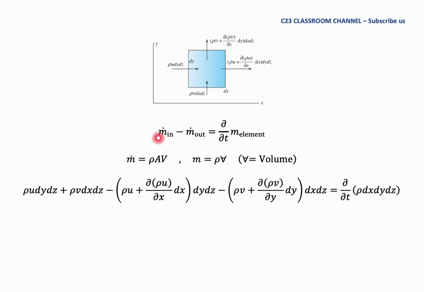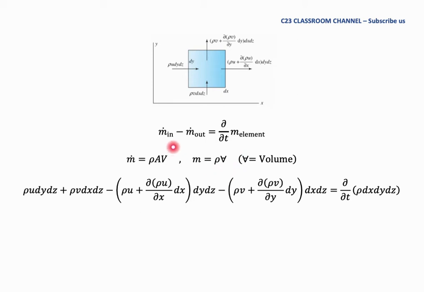We could calculate the value of m dot, the mass flow rate, by using this equation, rho A V, where rho is the density of the fluid, A is the cross-section of the inlet or outlet, and V is the velocity of the fluid. And mass here can be calculated by using this equation, rho times volume, and the volume refers to the volume of fluid.